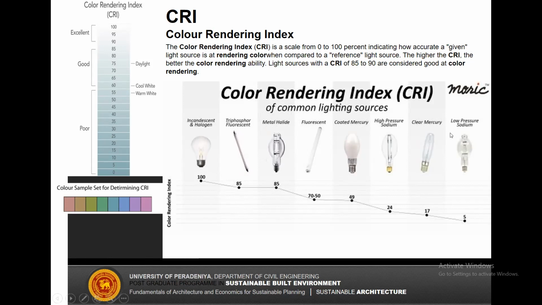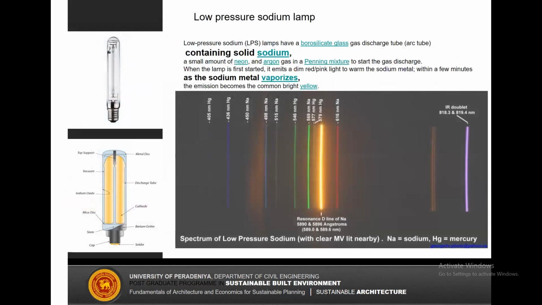If you look at low pressure sodium lights and clear mercury lights, they have very, very poor color rendering indexes, 5 and 17. So we cannot use them for interior lighting, although their efficiency or efficacy is high. So these are some of the lights we can use for lighting.